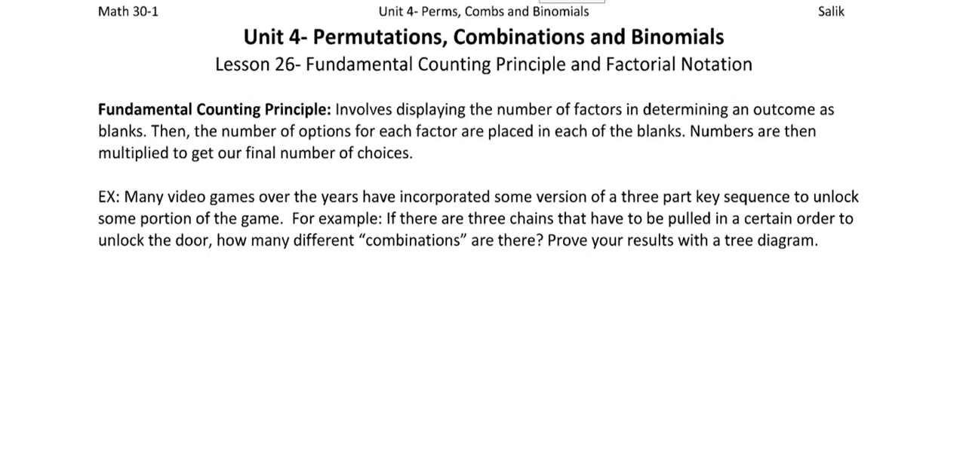Hey Matt, 30-1. Okay, so we're getting into a new unit: permutations, combinations, and binomials.